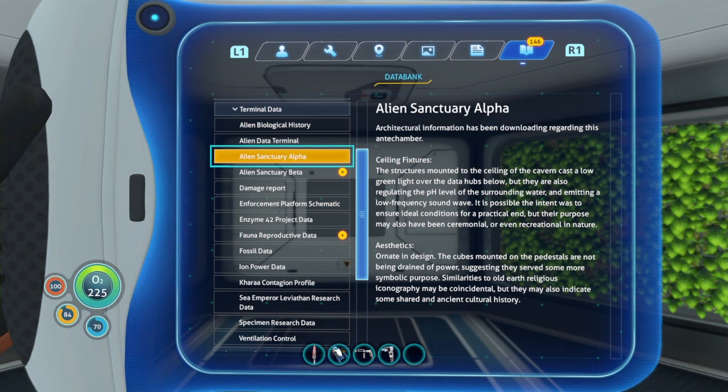Ornate in design, the cubes mounted on the pedestals are not being drained of power, suggesting they serve more symbolic purpose. Similarities to old Earth religions' iconography may be coincidental, but they may also indicate some shared and ancient cultural history.